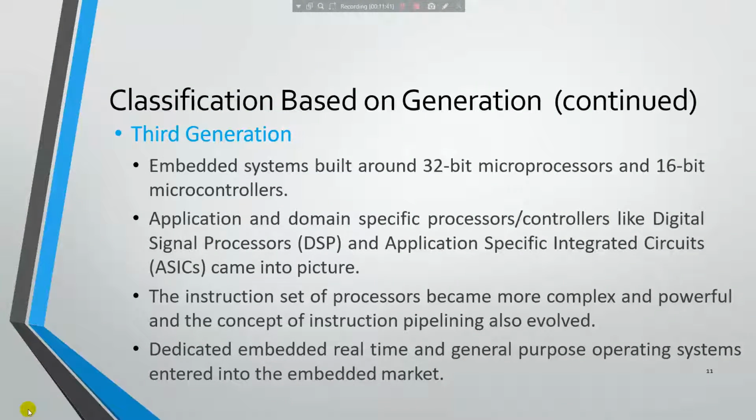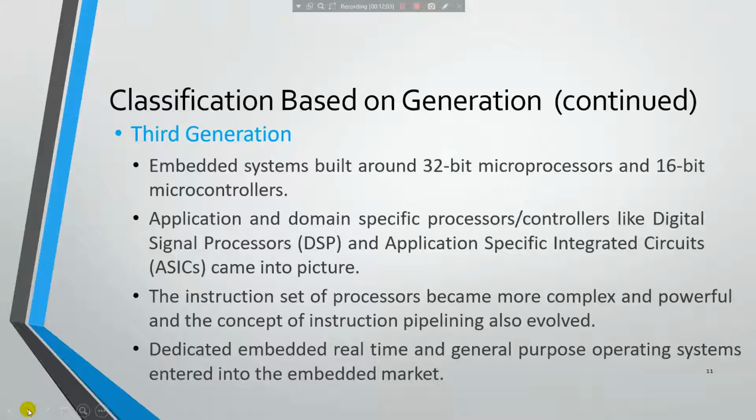Next, classification based on generations. Here we are studying about the third generation. First and second is done. So now third. The first and second generations were about 8-bit, and 8 and 16-bit. The third generation is about 32-bit. So 32-bit microprocessors and 16-bit microcontrollers were the applications of the third generation.